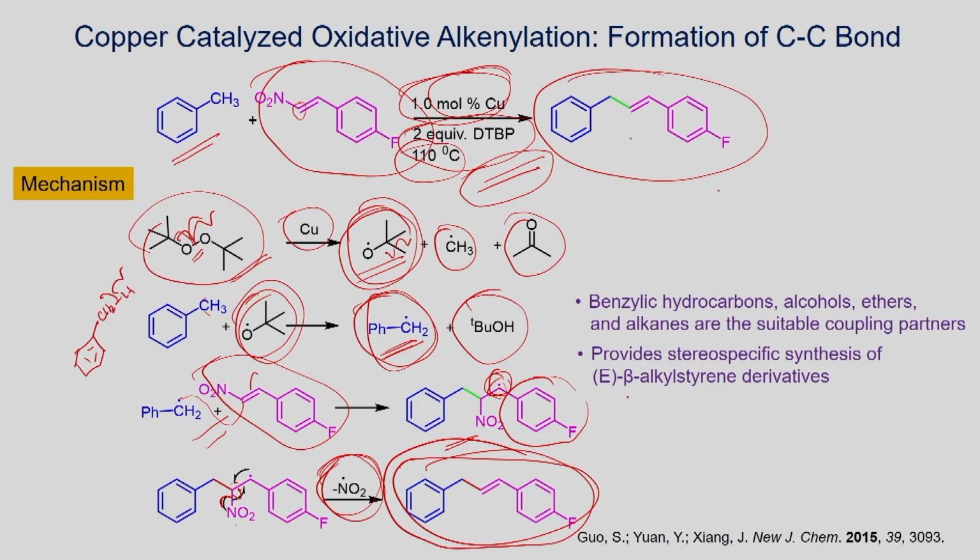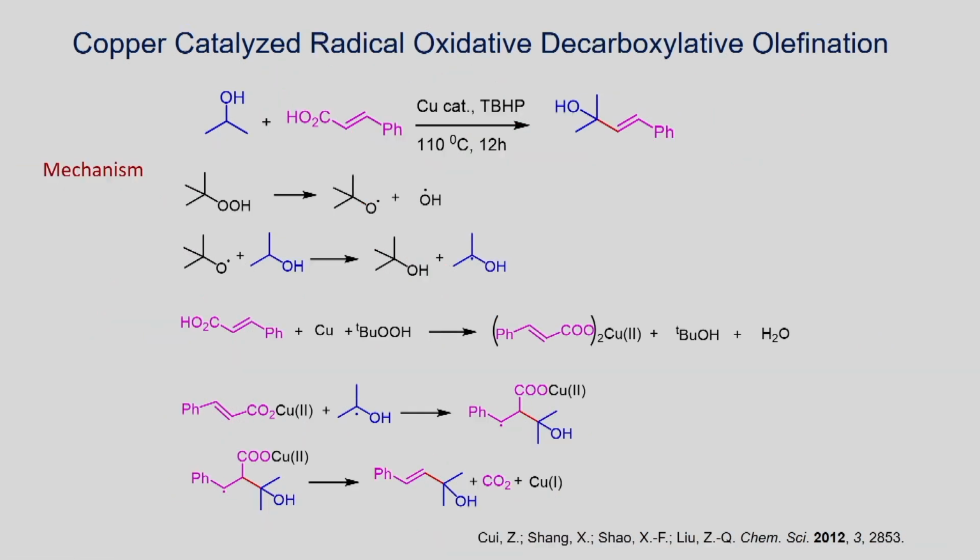In this way you can make beta alkyl styrene derivatives, and as you can see here, the reaction involves a catalytic amount of copper. Using a stoichiometric amount of di-tert-butyl peroxide, you can carry out the reaction.